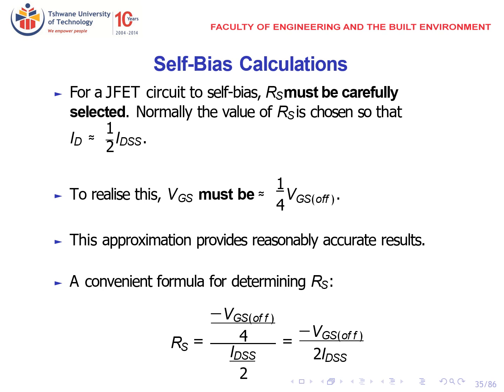Self-biasing calculations. For a JFET circuit to self-bias, RS must be carefully selected. Normally, the value of RS is chosen so that ID is equal to half of IDSS. To realize this, VGS must be a quarter of VGS off. The approximation provides reasonably accurate results. A convenient formula for determining RS is equal to minus VGS off divided by 4, divided by IDSS divided by 2, which equals minus VGS off divided by 2 times IDSS.